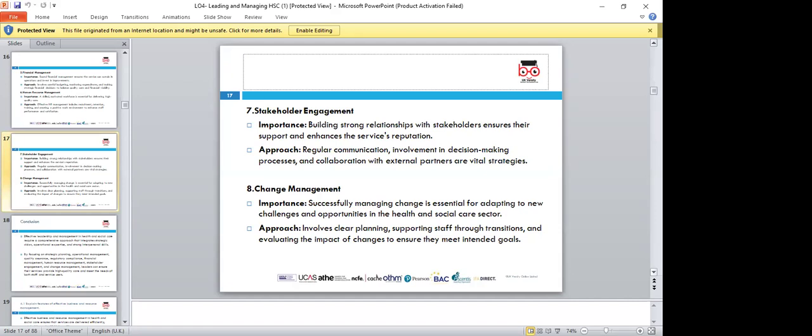Change management, its importance will be that successfully managing change is essential for adapting to new challenges. Of course, once there is a proper change management procedure in place, it is able to manage the transition between the old and the new. The approach is clear: supporting staff through transitions and evaluating the impact of changes to ensure they meet the end goals.